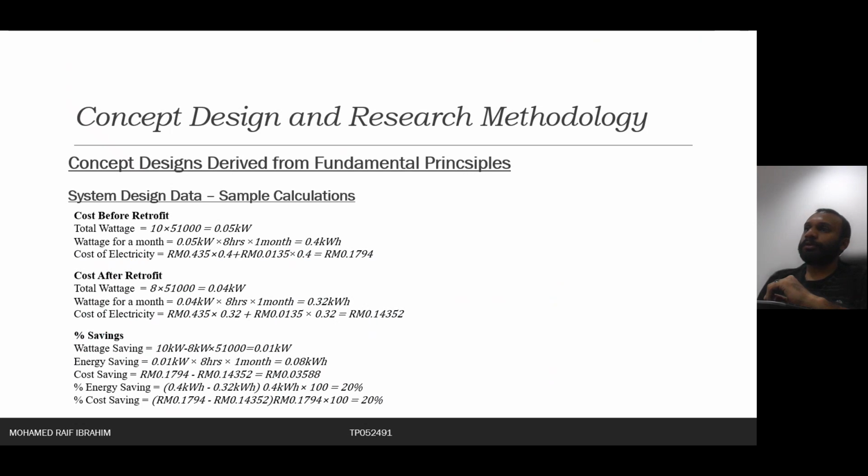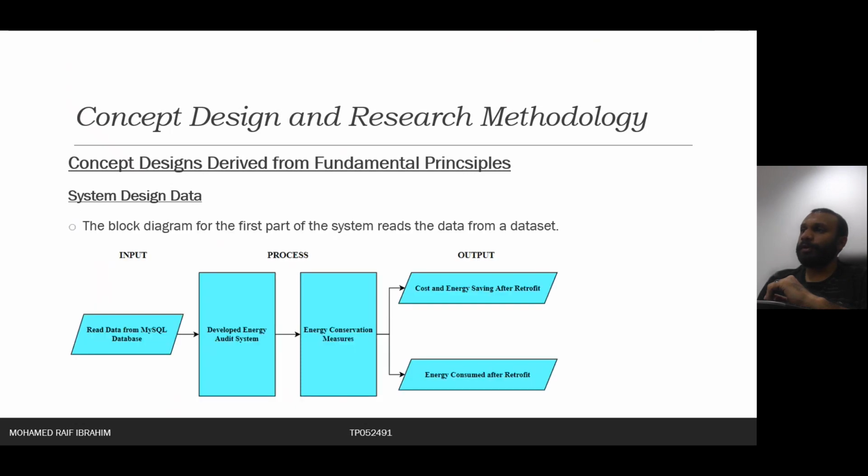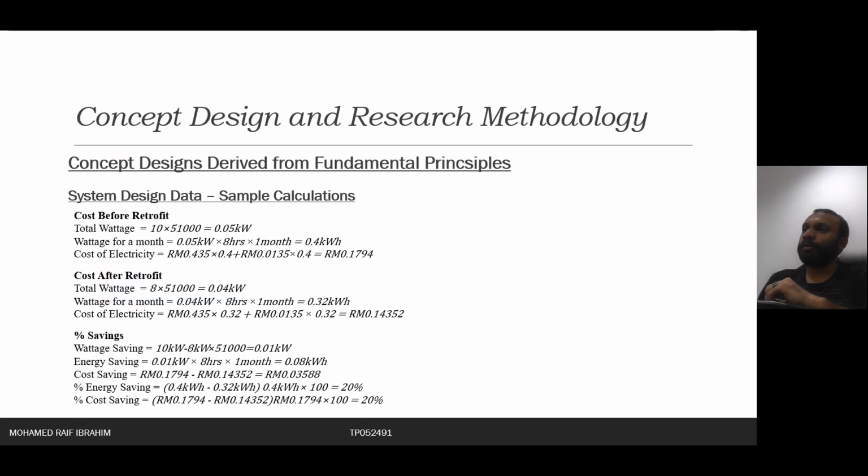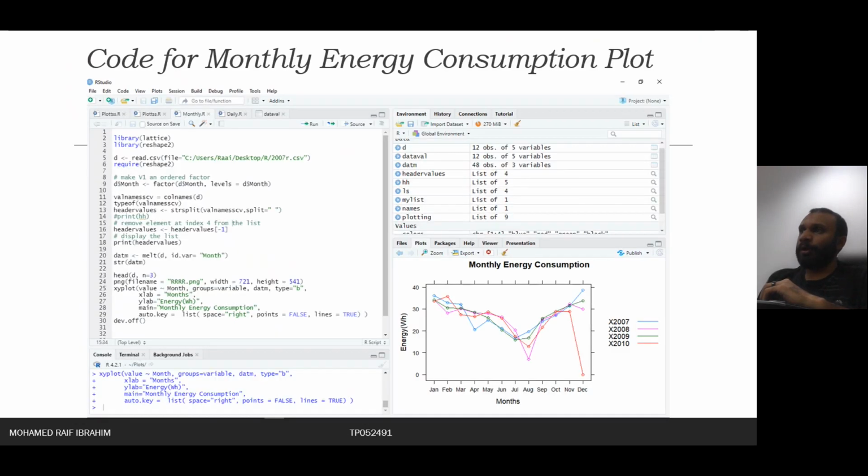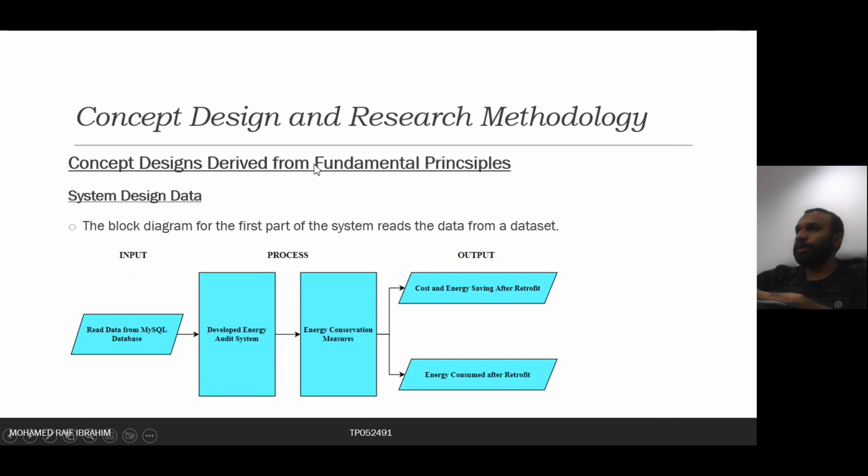There is a sample of calculations which will be used in the concept, in the process development of the energy audit system. These are the calculations which will run in the background. This is an example for it. This is the code for the energy consumption plot where it plots the monthly data. This one is the data set for the monthly, which I have shown previously here.